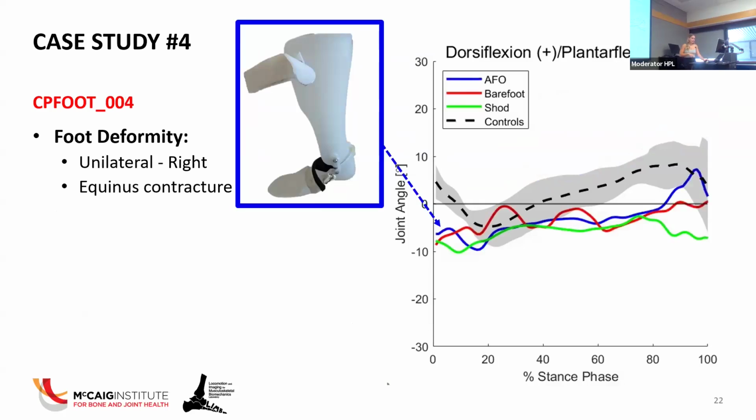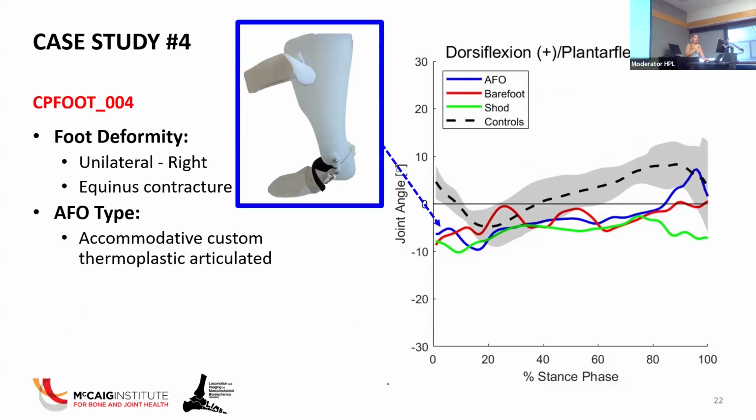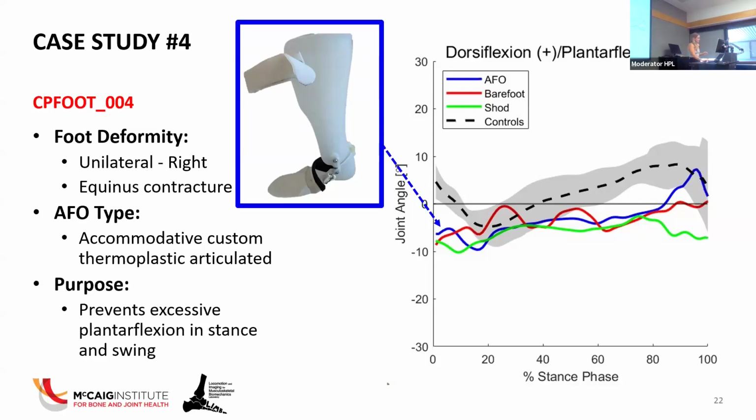Now, this is a new foot deformity. This is somebody who had an equinus contracture, and remember that equinus is when the toes are overly pointed, so they're in plantar flexion, and that's why they're mostly in that negative area here. Their AFO was an accommodative custom thermoplastic articulated AFO, and what accommodative means is essentially this AFO is set at a certain range of motion at the bottom, and they can dorsiflex, but they aren't allowed to plantarflex past that set limit. So the purpose of this then was to prevent excessive plantar flexion in both swing and stance.